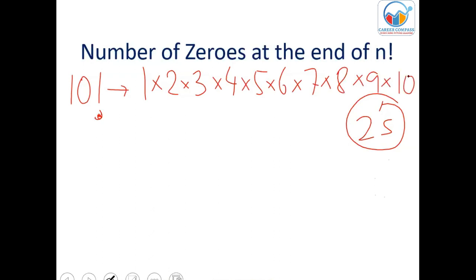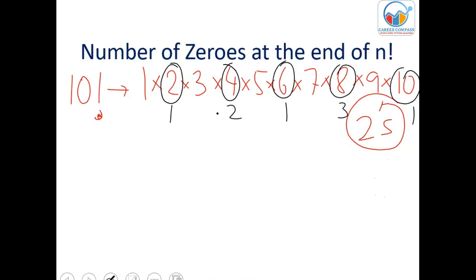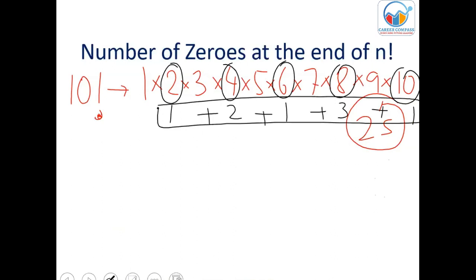What about the number of 2's? Of course, we can count. We have a 2 here. We have two 2's here. We have another 2 here. We have 3 2's here. We have one more 2 here. So what is the number of 2's? 1 plus 2 plus 1 plus 3 plus 1. So what is the number of 2's in 10 factorial? 1 plus 2, 3 plus 1, 4 plus 3, 7 plus 1, 8. Which means if I factorize 10 factorial, it will have 2 to the power 8 into something.